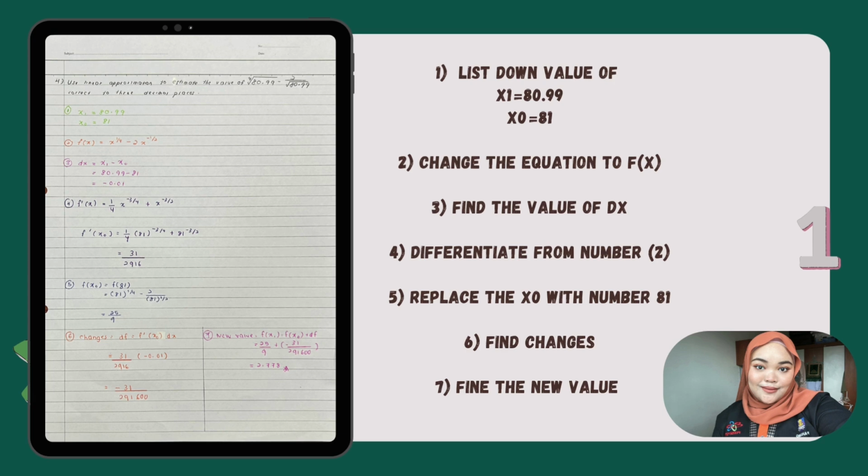And the last step, you need to find the new value. The new value equation is f x1 equals f x0 plus df. So you just replace the numbers from steps 5 and 6. So 25 over 9 plus negative 31 over 291,600. And the last answer is 2.778, correct to 3 decimal places.